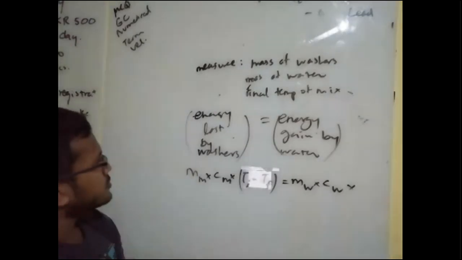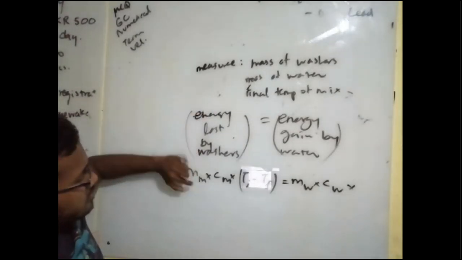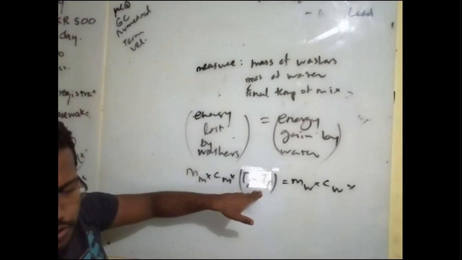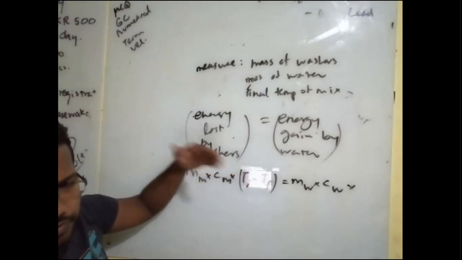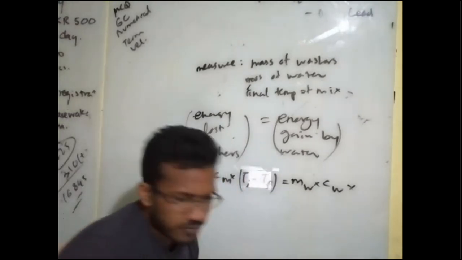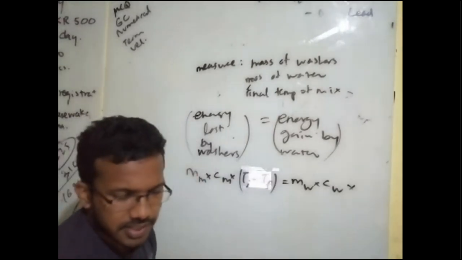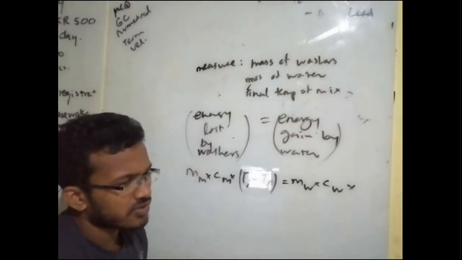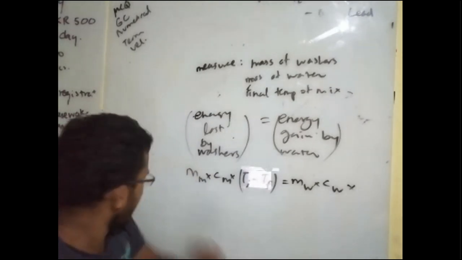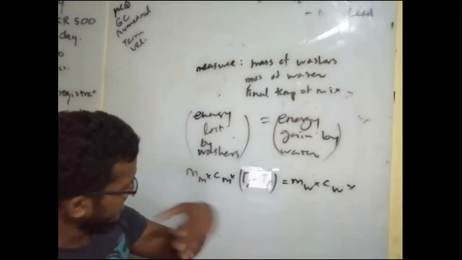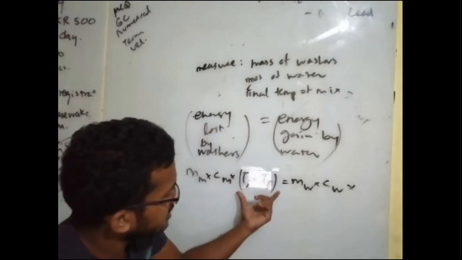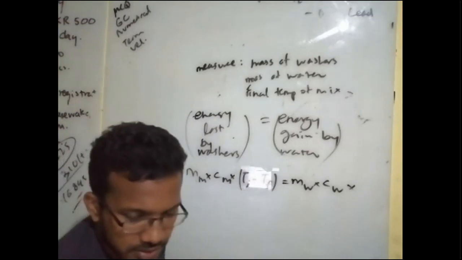So, energy lost by washers. Everything has to do with the washers only: mass of washer, temperature loss of washers. It might go from 1500 Kelvin to, I don't know, 400 Kelvin. That might be the final temperature. More likely to be like 330 Kelvin. So this is the amount of temperature reduction of the washers, right?